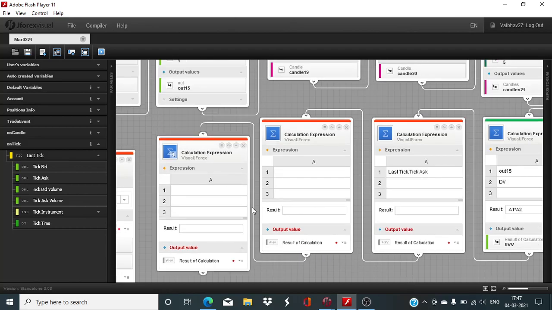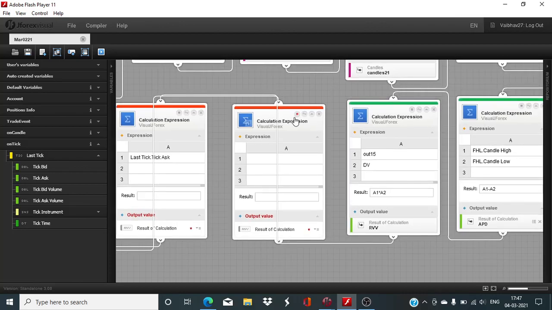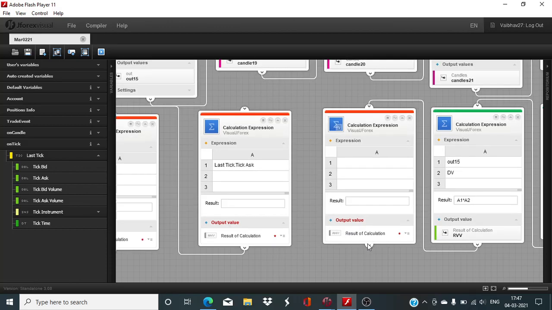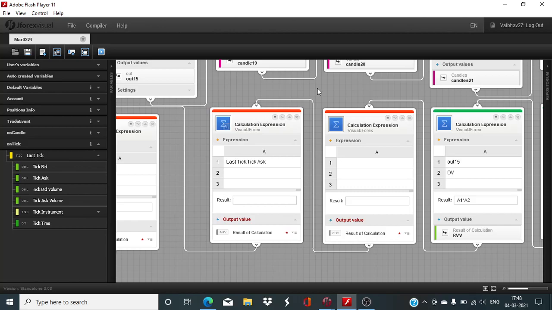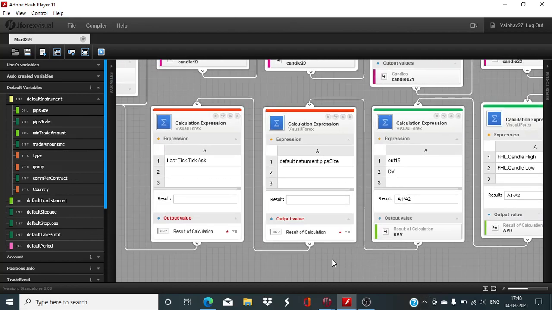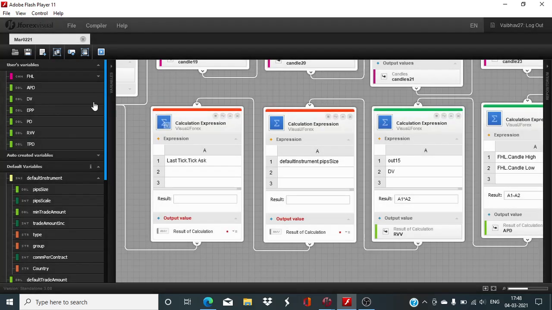tick ask. So first we will need to calculate the pip difference. For that, the default instrument pip size needs to be taken into consideration. I will take default instrument pip size, multiply it by 3 pips. So I will have to create a new variable. This will be entry point pips. This is going to be 3. And this will be a1 into a2.